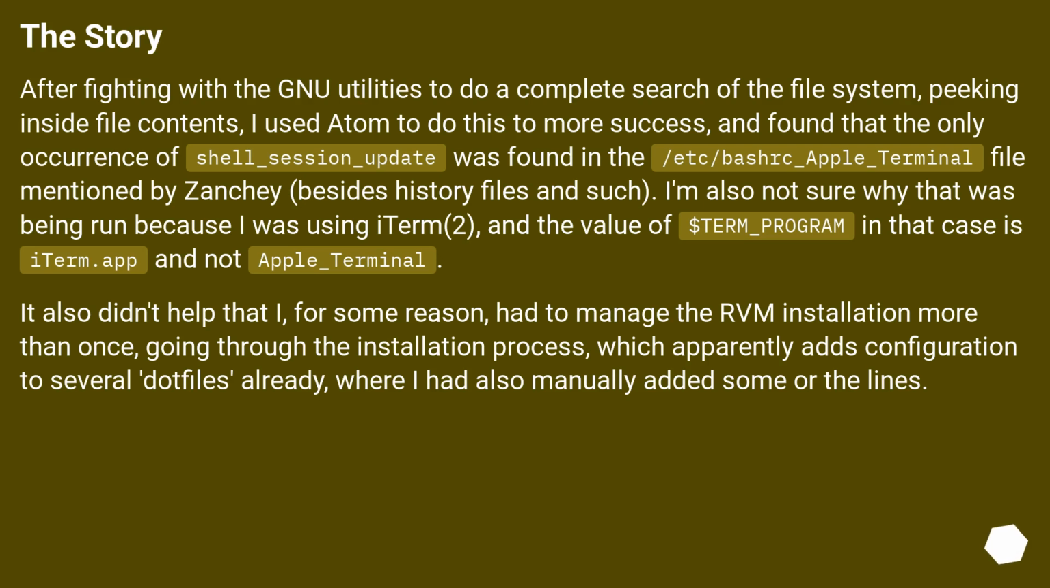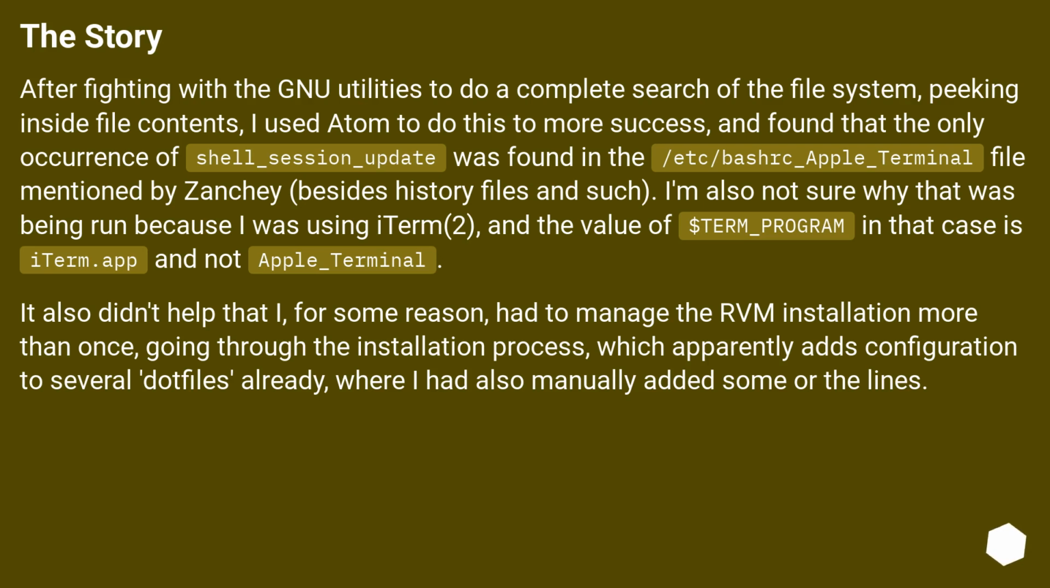The story. After fighting with the new utilities to do a complete search of the file system, peeking inside file contents, I used Atom to do this with more success, and found that the only occurrence of shell_session_update was in the /etc/bash_apple_terminal file mentioned by Zanchi, besides history files and such. I'm also not sure why that was being run because I was using iTerm2, and the value of $TERM_PROGRAM in that case is iTerm.app, and not Apple_Terminal.